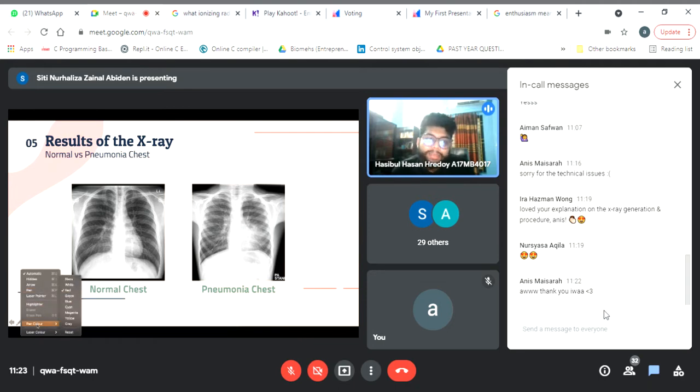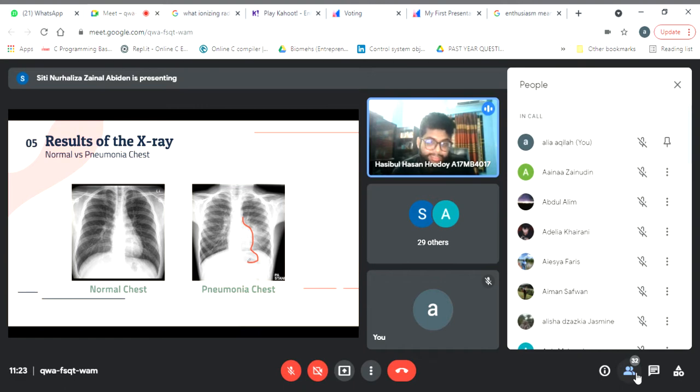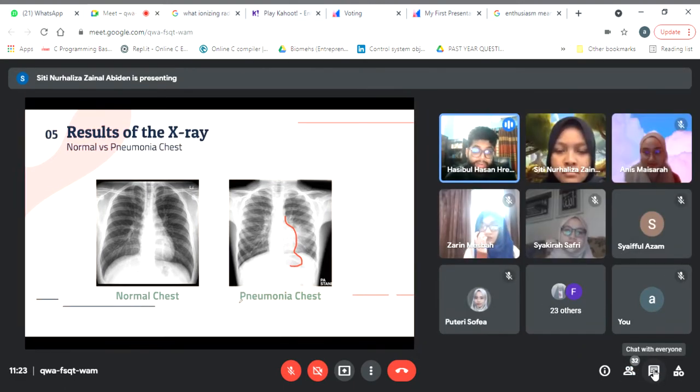So in this image, you can see the loss of the border of the heart here. Look from the left image, the heart is clearly seen, but in the right image, the border of the heart is not clearly seen. So this is a very early stage of pneumonia. If the stage is very severe, then the dark side, the air, won't be seen clearly through.